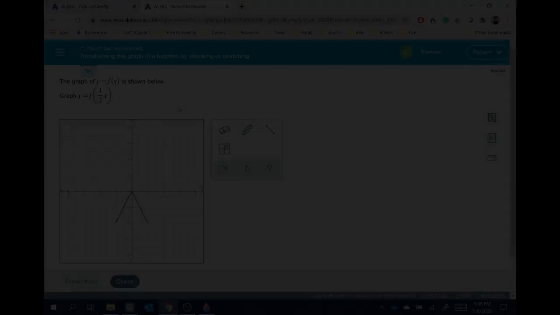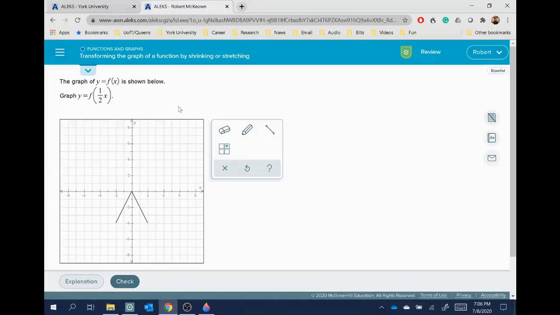So here we are on ALEKS. We've got a question, and it says that we've got the function of 1/2 x. This means that we're going to need twice as much x to get the same amount of y. So if I want to get y equal to -4, and before that would require 2x, now it's going to take 4x. So I'm going to draw a little blue cross, make a little point there. Now we can see by the original function here that if x is equal to 0, y will be equal to 0.